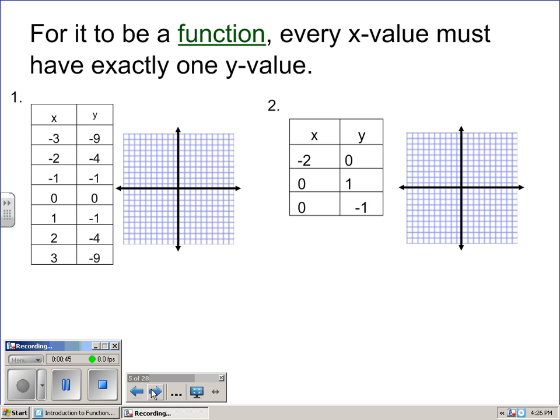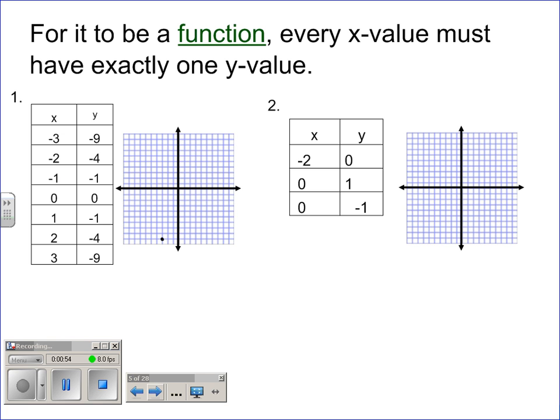So we're going to graph each one of these points, and then we're going to determine if this is a function or not. So x of -3 gives us a y of -9. What I would like you to do is do this on your own graph paper. So it'd be good for you to pause the video, do it on your own graph paper, and then watch. All right, -2, -4, -1, -1, 0, 0, 1, -1, 2, -4, and 3, -9.